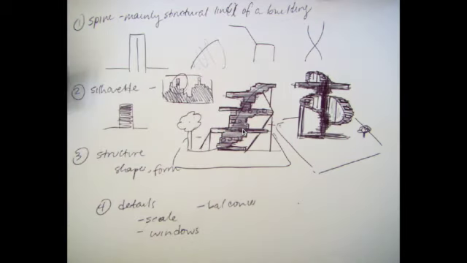So these are the 4 steps that you want to go through: spine, silhouette, structure, shape.